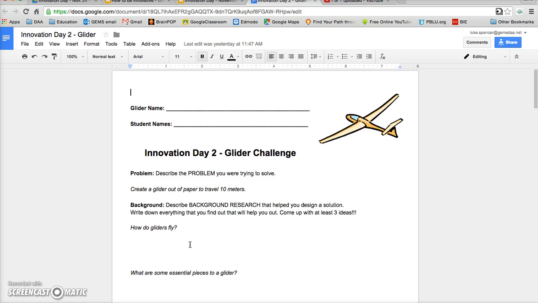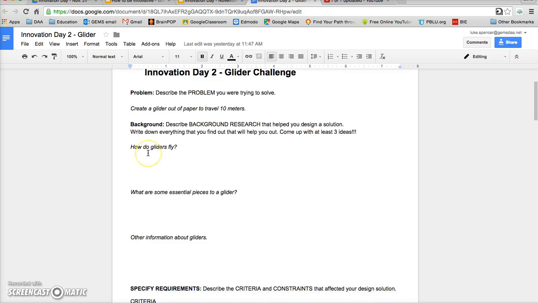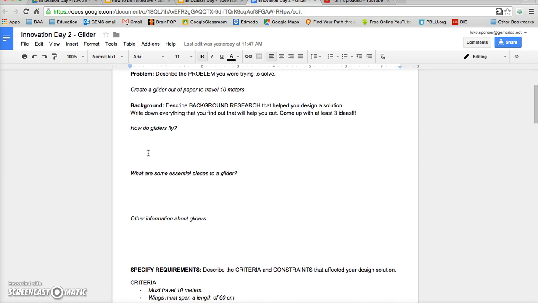So when you're with your partner, I want you to focus on these things. One is, this is your problem. Two is what's already been done. There's a lot of research that's already out there on how planes, gliders, and birds fly. Figure that out, because that's going to help you with your design, because there's only really one way to make a wing actually work efficiently.